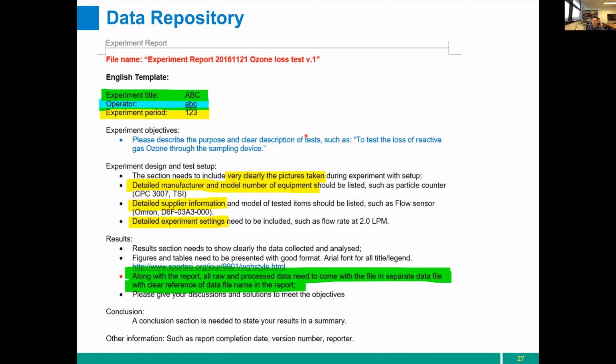I want to show here, in our research group for example, I require our students, once they do an experiment, to submit an experimental report. This experimental report contains the equipment, who is doing the experiment, the project period, the objective, and the design and the test setup. And this one, you have to go into details. I mentioned here the gas flow, right?